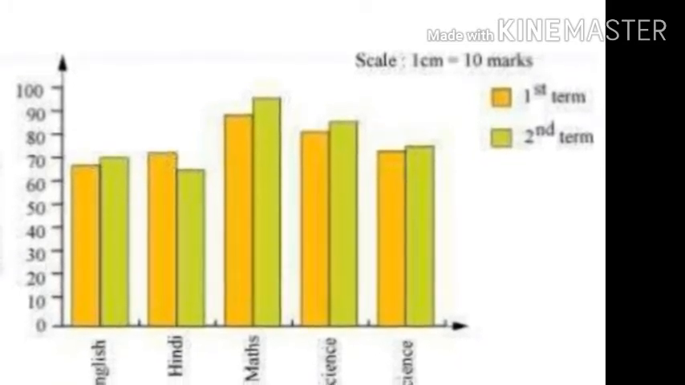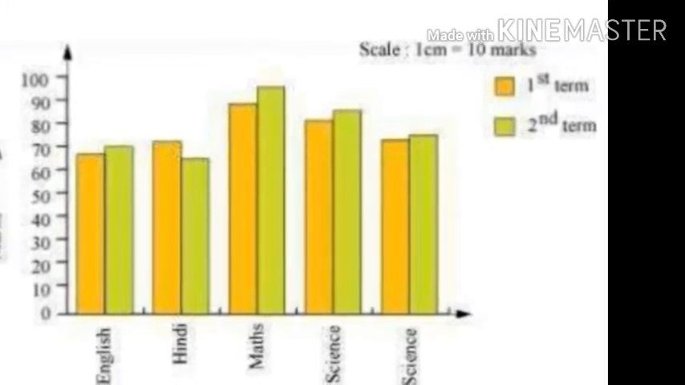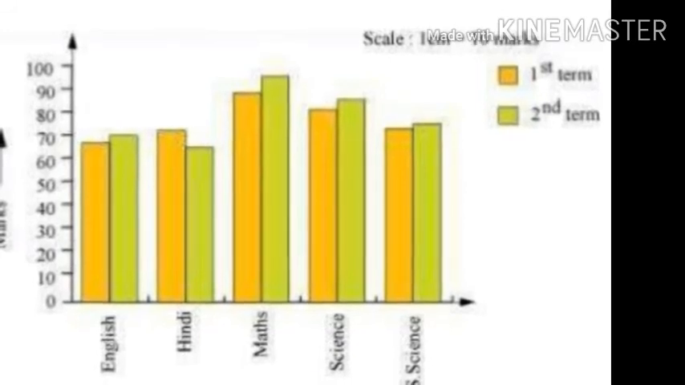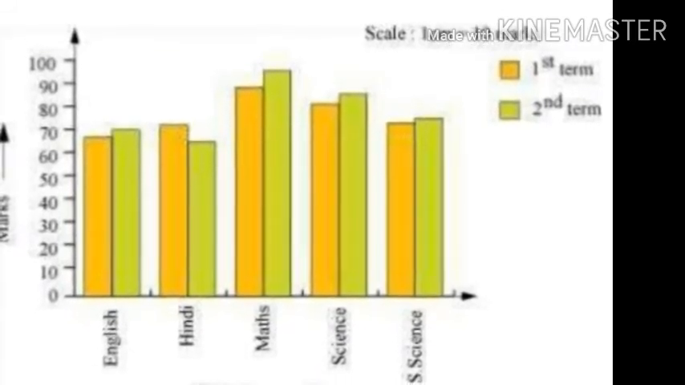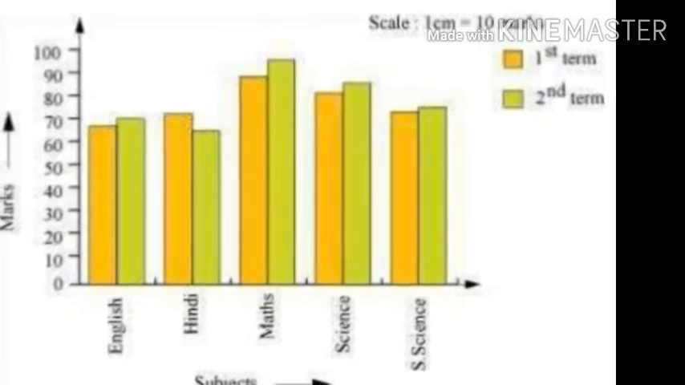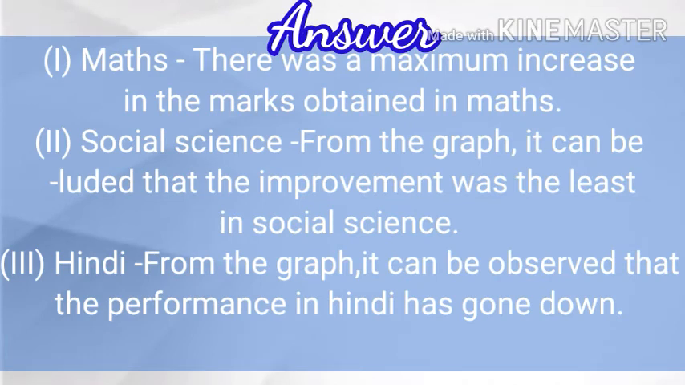From the bar graph, we observe that the child has improved his performance the most in Maths and the improvement was the least in Social Science, and we also observe that the performance in Hindi has gone down. So the answer: the child improved the most in Maths, the least improvement is in Social Science, and performance in Hindi has gone down.